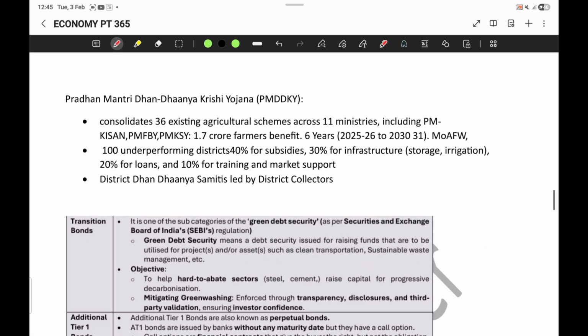Then recently, like last year, they launched a new scheme, Pradhan Mantri Dhan Dhanya Krishi Yojana. It consolidates many schemes, around 36 schemes are consolidated into one. 11 ministries are brought into one scheme. It comes into picture for 6 years. Remember the Ministry of Agriculture and Farmers Welfare.